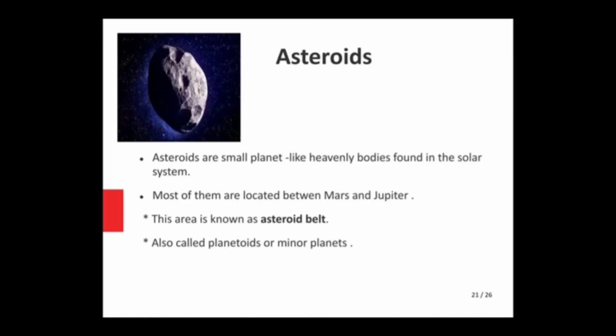The next member of our solar system is the asteroid. Asteroids are small planet-like heavenly bodies and these are found in the solar system. Most of them are located between Mars and Jupiter and this area of space is known as the asteroid belt. They are also called planetoids or minor planets and scientists believe that asteroids are the broken parts of a planet.